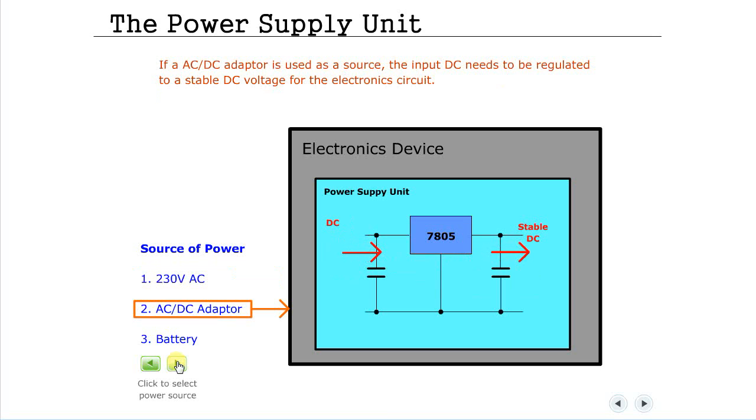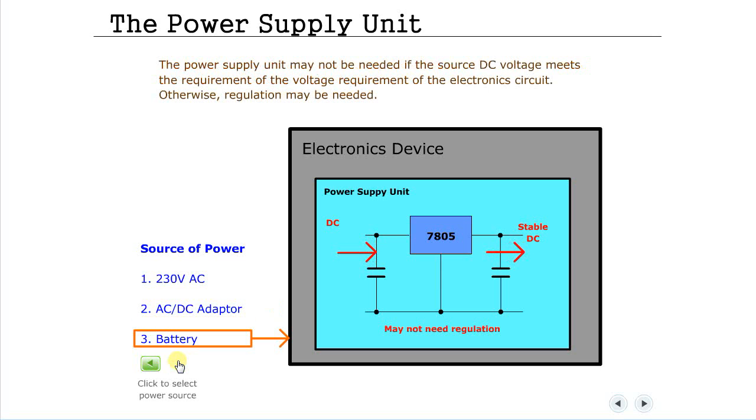If a DC adapter is used as a power source, the regulator is required to provide a regulated DC voltage. If a battery is used as a power source, the regulator may still be needed to regulate the output voltage.